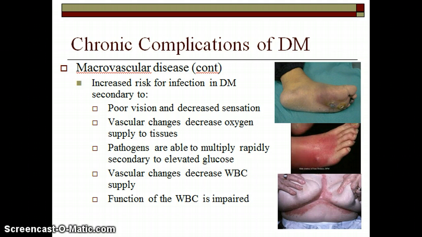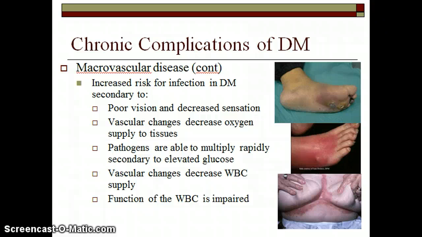Now we're also decreasing that vascular blood flow to them. So that means that we have a decreased oxygen supply to our tissues. Our tissues need oxygen in order to be healthy, to get circulation, metabolism, and all that kind of stuff. So if we decrease their oxygen content, we're going to make it more likely for infections to occur and harder for them to heal.